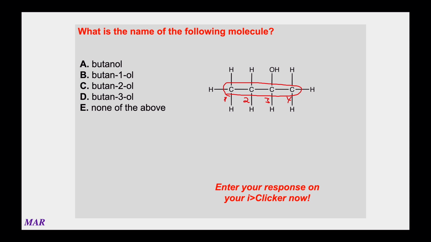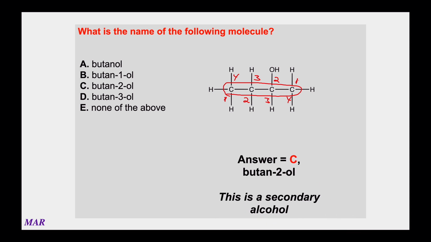However, count the other way too. So in that case, if you went right to left, 1, 2, 3, 4. So you could also call this compound 2-butanol or butan-2-ol. And you guessed it, longest chain, smallest number, always the winner. Butan-2-ol or 2-butanol would be the best name for this compound.